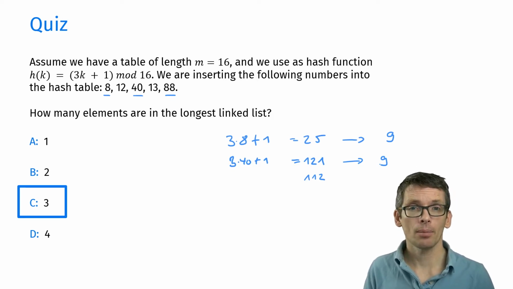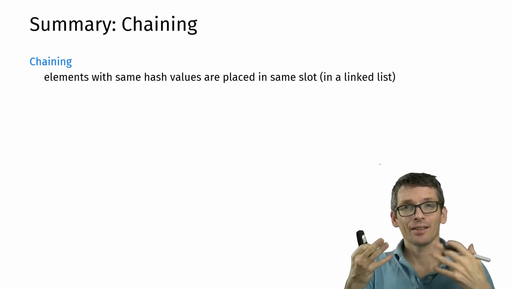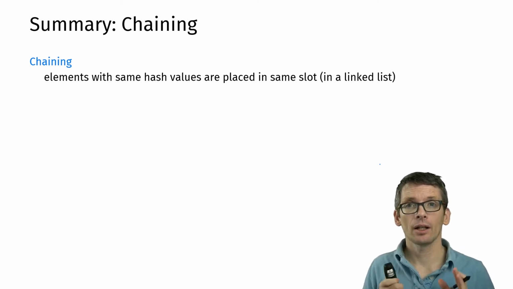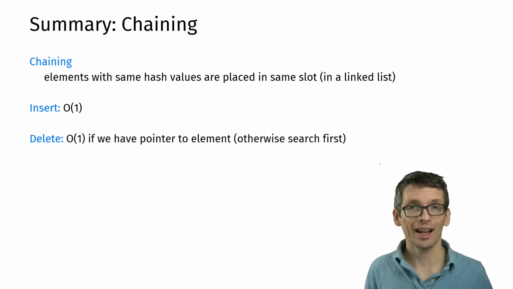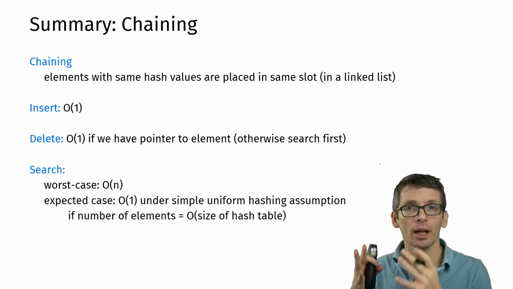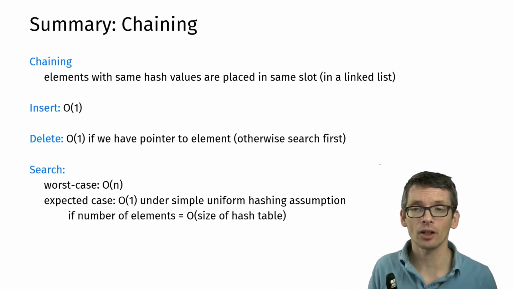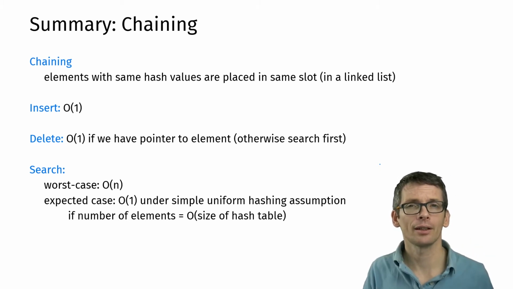So much about chaining. So what have we seen? Chaining simply puts everything that hashes to a specific cell into a linked list for that cell. Insertion takes constant time, deletion takes constant time if we have a pointer to the element. Searching in the worst case takes linear time, but if we have the simple uniform hashing assumption, it actually takes expected constant time, assuming that the load factor is constant.